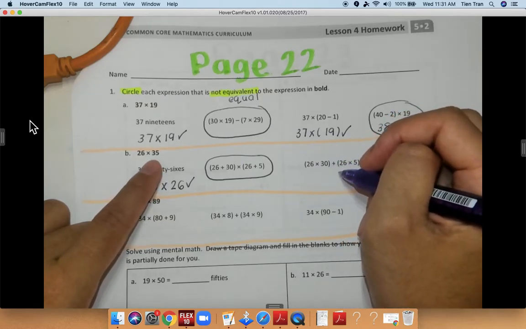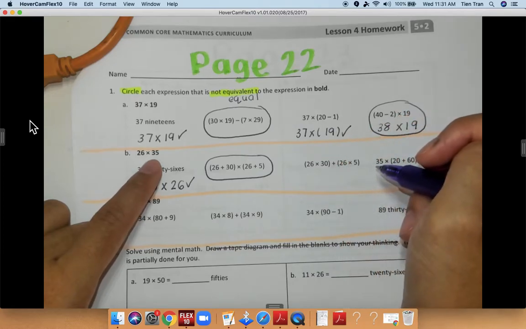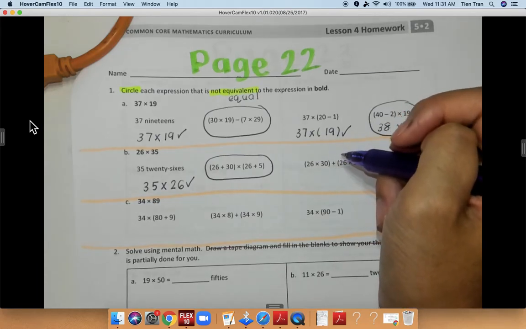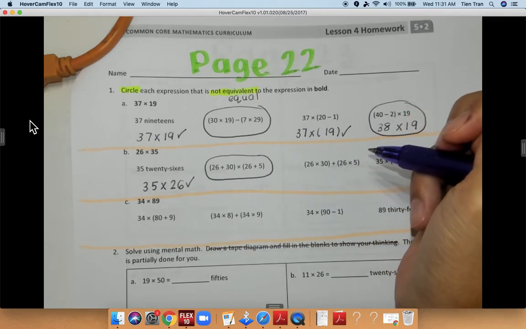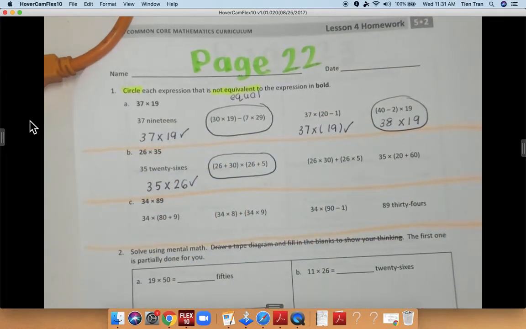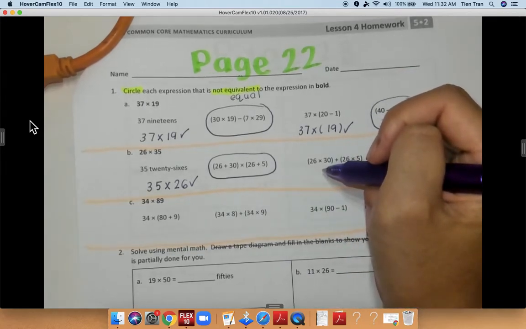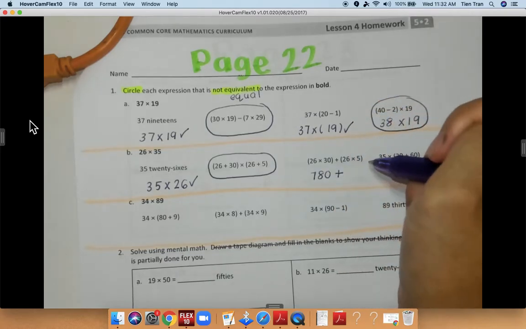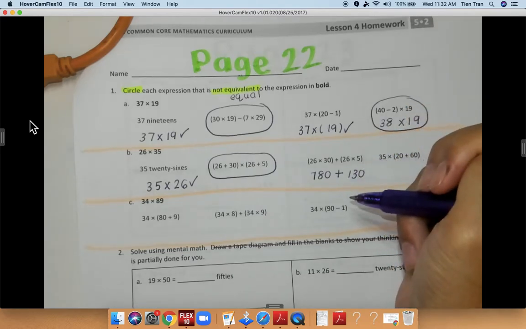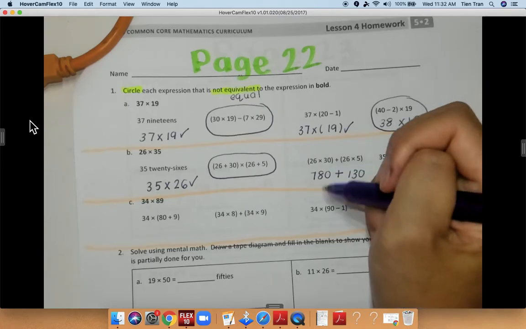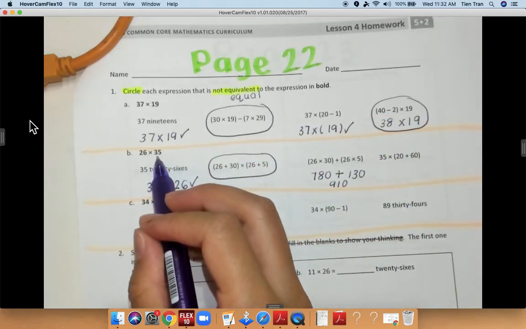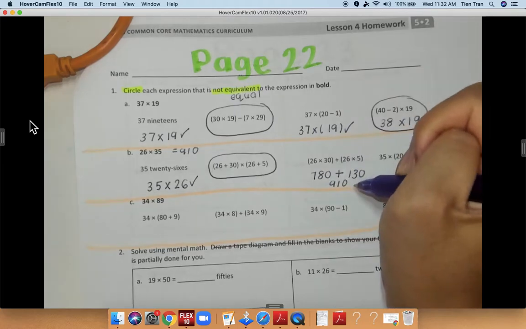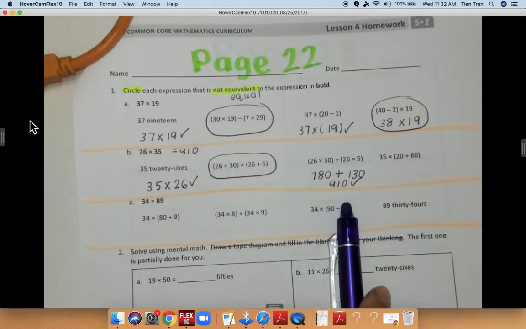I have 26 times 30, and I have 26 times 5, but I'm adding the numbers together, okay? So if I were to multiply 26 times 30, and 26 times 5, what I'm going to get is the same as 26 times 35, and I'm going to explain why to you. So, when I multiply 26 times 30, I am going to get 780, and when I multiply 26 times 5, what I'm going to get is 130. And 130 plus 780 is going to give me my answer of 910. And when you multiply 26 times 35, you are also going to get 910. So in this case, they are actually equivalent to each other. So I am going to make sure that I do not circle this one because they are equal to each other.